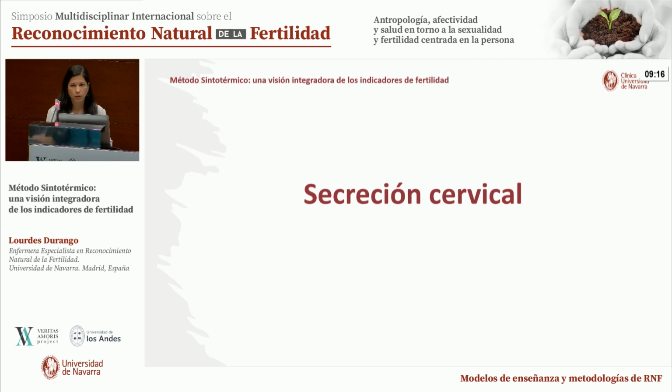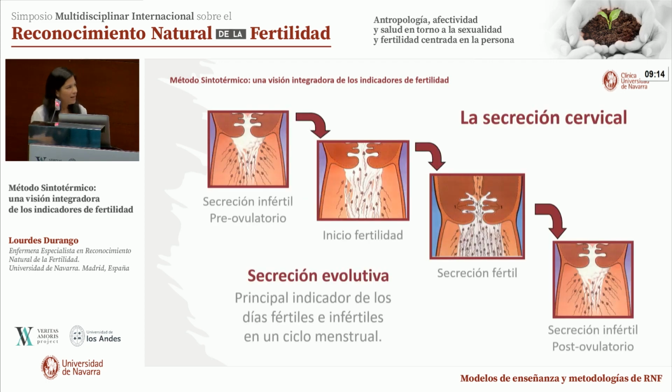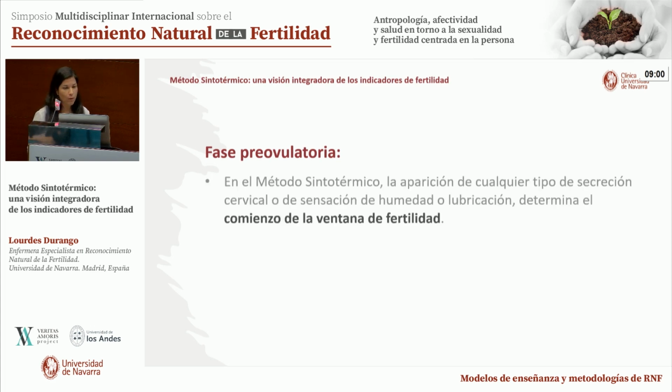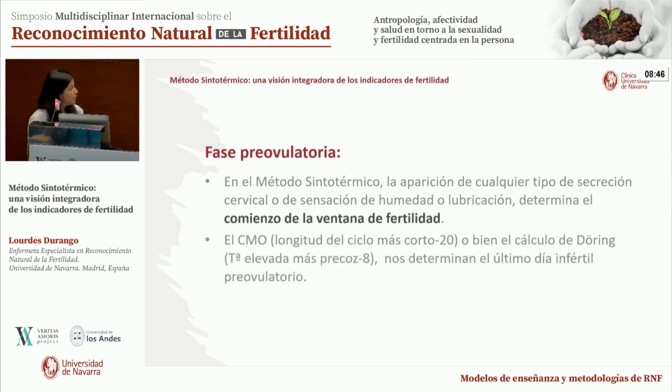The cervical secretion, I'm not going to dwell on. We have talked about the mucus all these days. Among the things the woman has to write down are those changes that she observes in the mucus pattern, what she sees and what she feels. In the pre-ovulatory phase, we are going to determine the beginning of the fertility window. In the Symptothermal method, the onset of any type of cervical lubrication or secretion indicates the beginning of the fertile window. Also, the CMO is used.